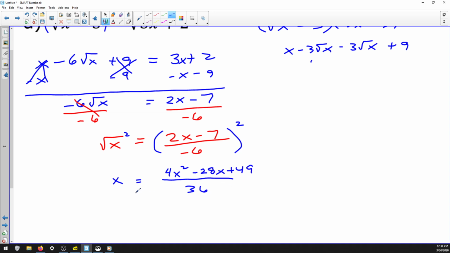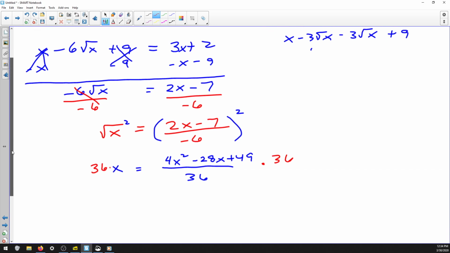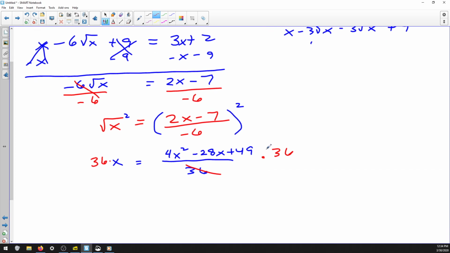I got rid of the bad stuff. There's no more radicals in my problem, but now I just have to deal with how do I solve this. So here's what I'm going to end up doing. If I have over 36, let's get rid of that by doing times 36 and times 36. I'm really trying to just get rid of this fraction. And I end up with 36x equals 4x squared minus 28x plus 49.